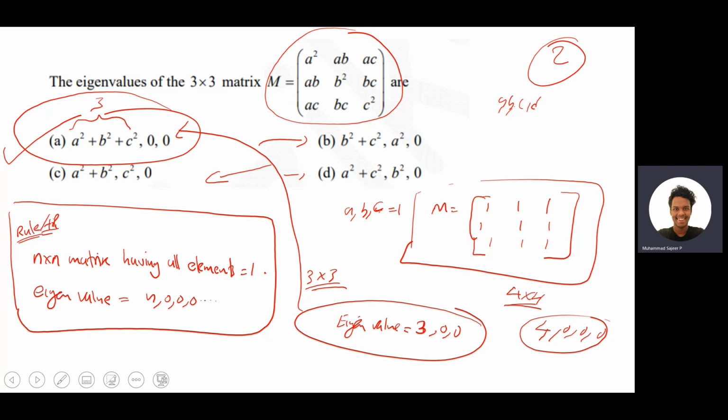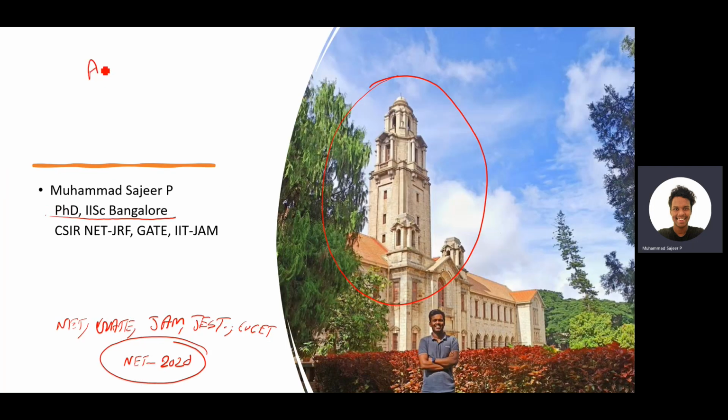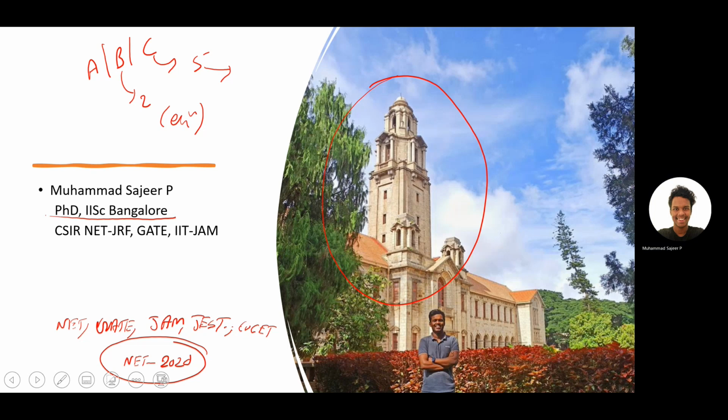In NET, as you know, you have 3 parts: A, B, and C. B has 2 marks and C has 5 marks. In B, if you just know the equations and everything, you will be able to solve the problem. In C, you will need a deeper understanding of the theory to solve it for 5 marks. So that's how it works.